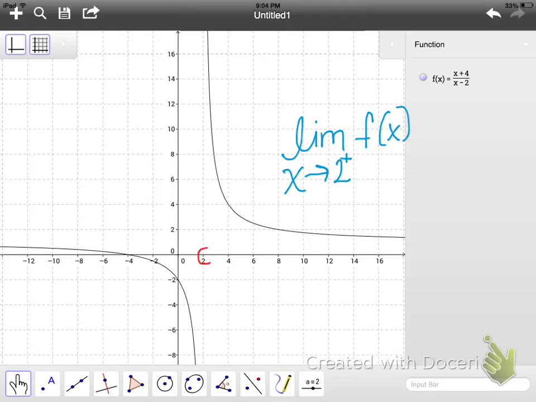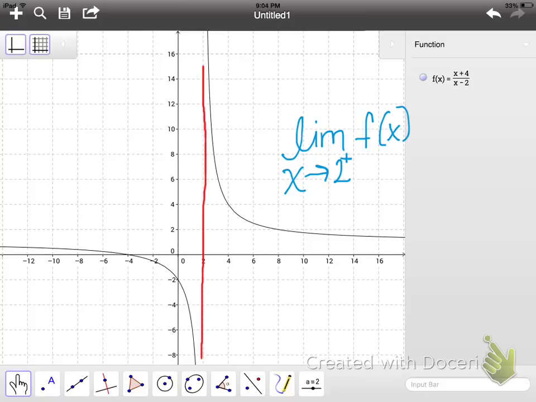Let's look at the graph. Right at 2, we can see we have a vertical asymptote. We can see that this graph is doing different things, whether we're on the right of 2 or the left of 2. So let's consider the limit of f of x as x goes to 2 from the right. Remember that plus sign on the exponent means we're coming from the right side, from the positive side of 2.